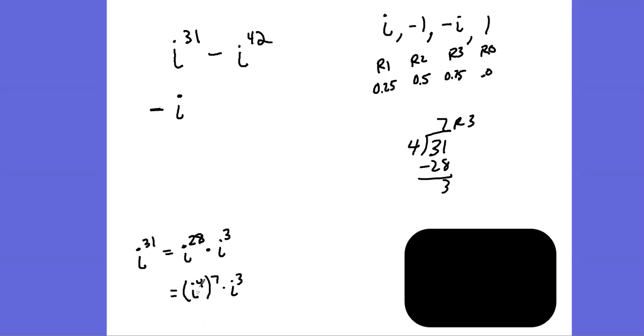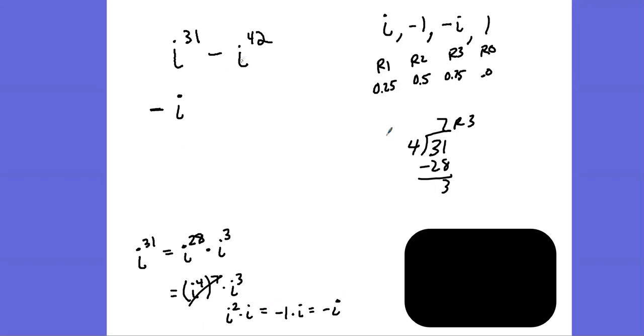i to the 4th is 1. 1 to the 7th is 1. 1 times i to the 3rd is doing nothing, so that's gone. And with my i to the 3rd, if you want to, you can think of this as i squared times i, or -1 times i, or -i. Either way, you have to get i to the 31st as -i.